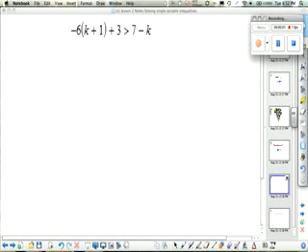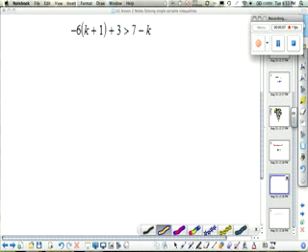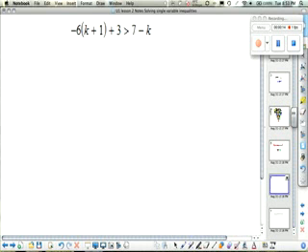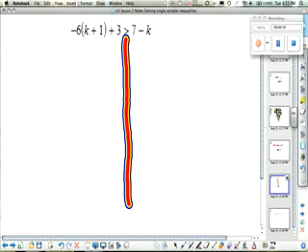Last but not least, students do. We're going to do the same thing. I'm going to treat this just like a single variable equation, and my equal signs are going to be right here, right down there. Whatever I do to one side, I do the other.